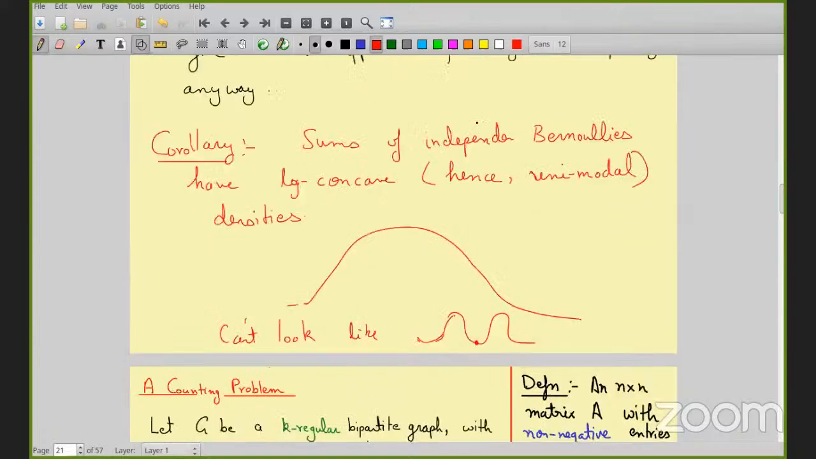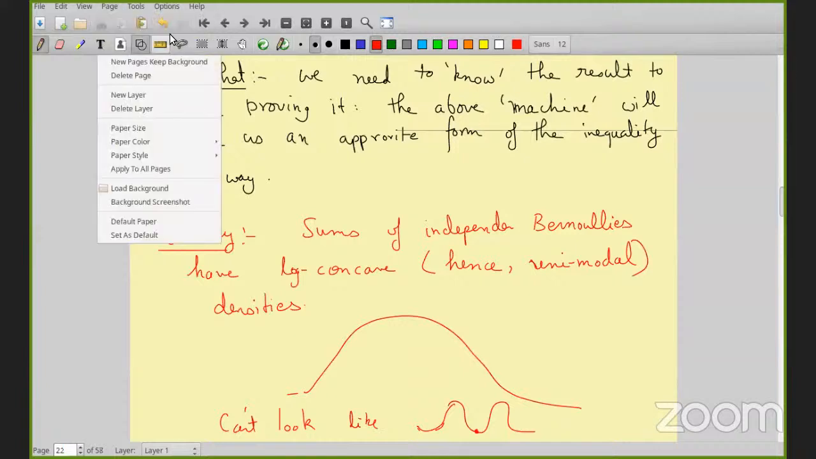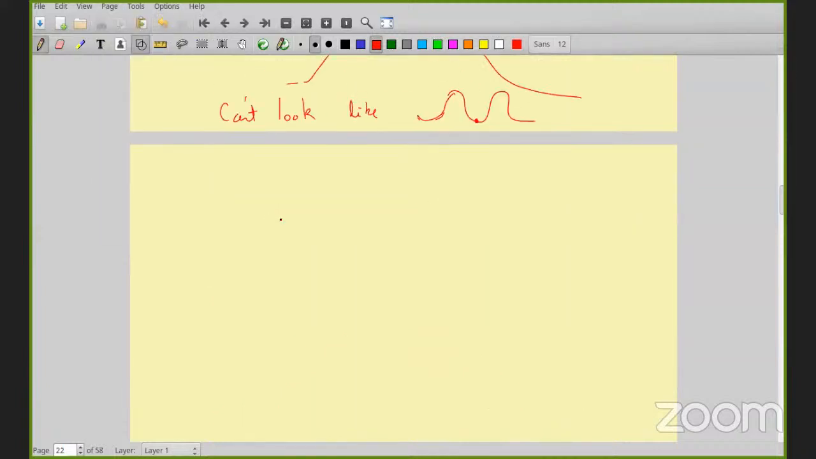Okay, so one question I would like you to think about, because it's already the end of the class: does ultra log concavity imply real rootedness? So there's a big picture question: does ULC, ultra log concavity, imply real rootedness?